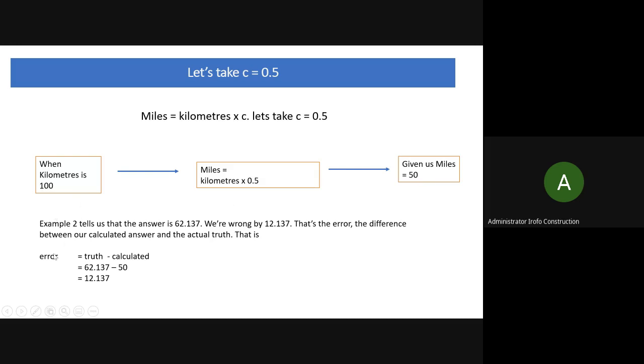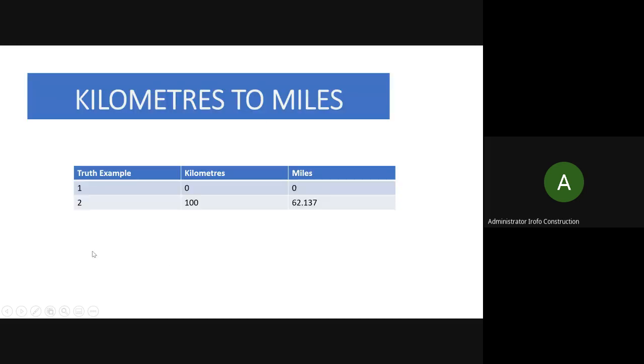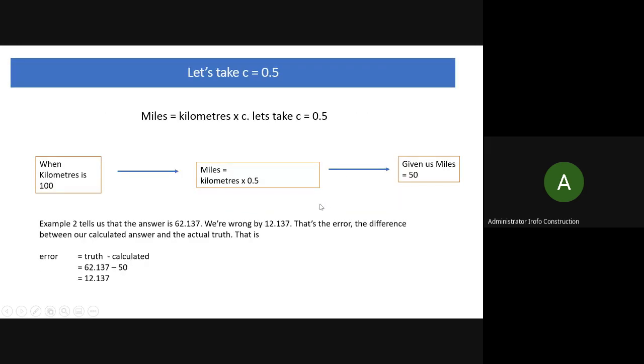So then find our error. Our error is equal to our truth minus our calculated. The truth value we were expecting was 62.137. But our model gave us 50. So the truth minus 50 will give us 12.137. So that's the error we're having.